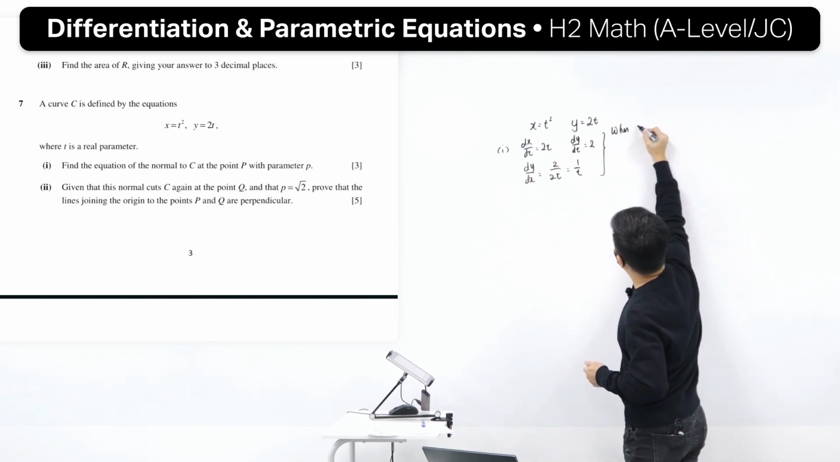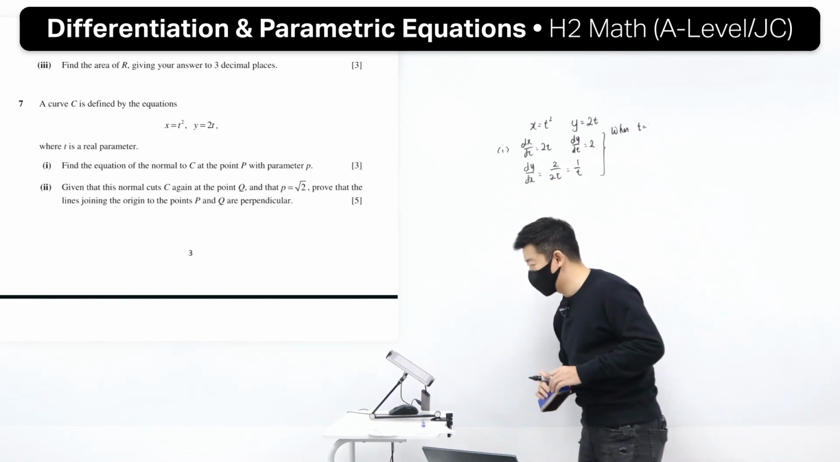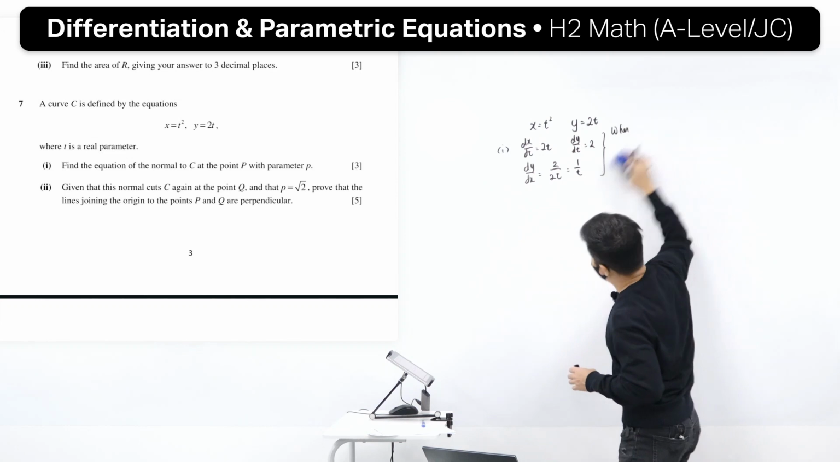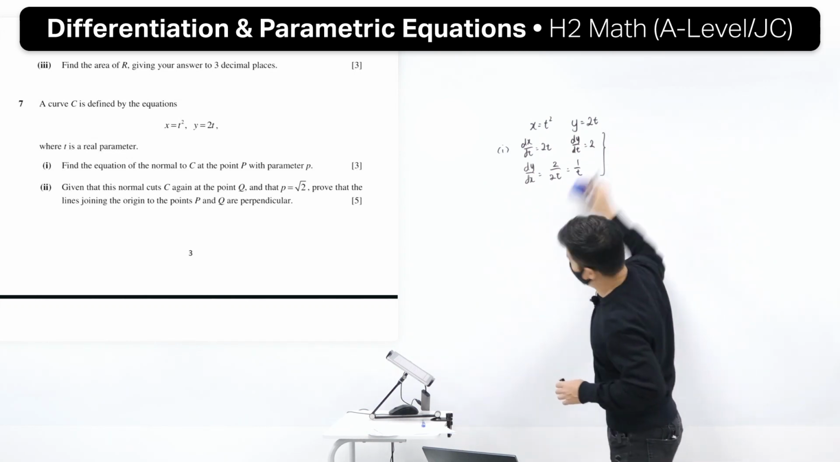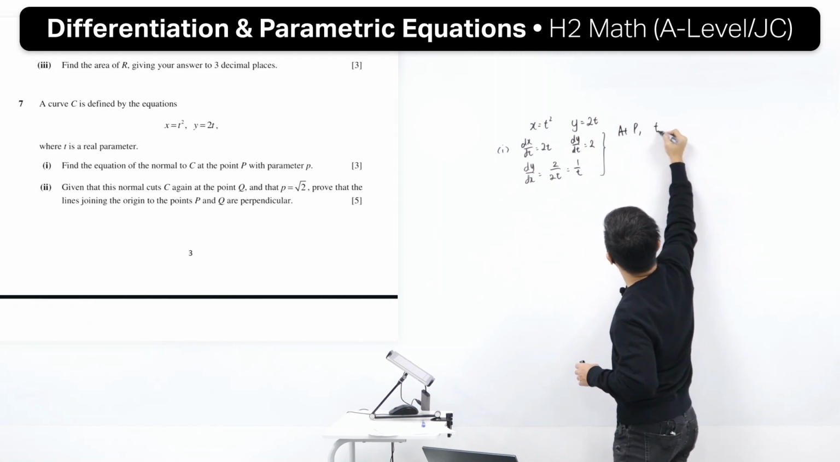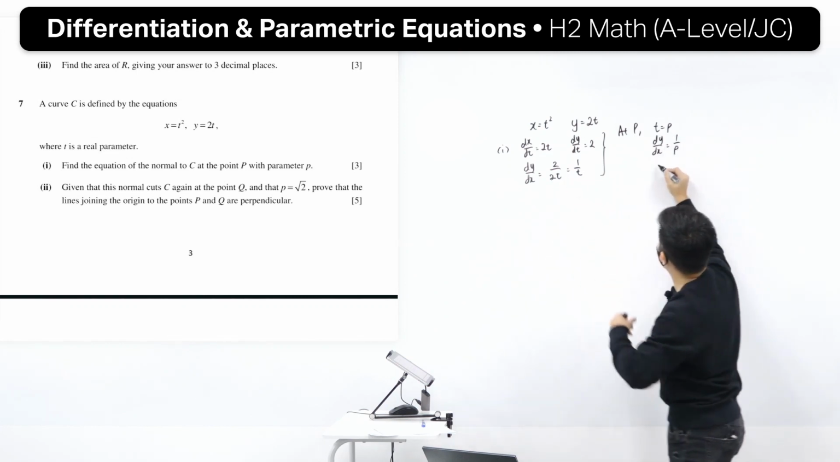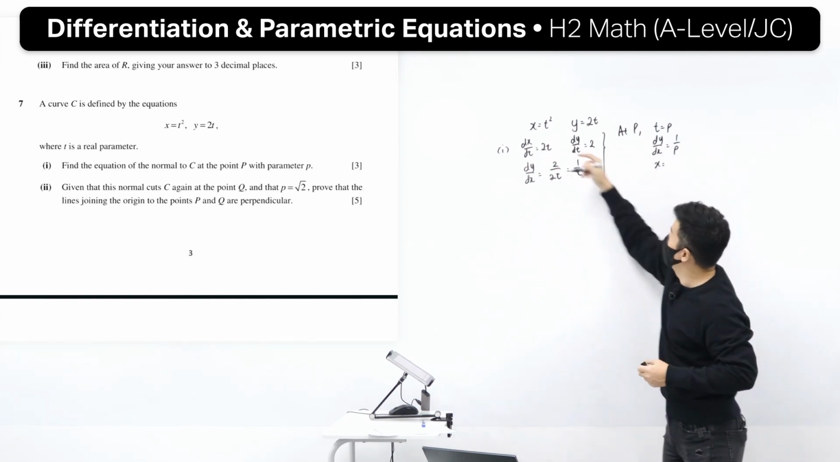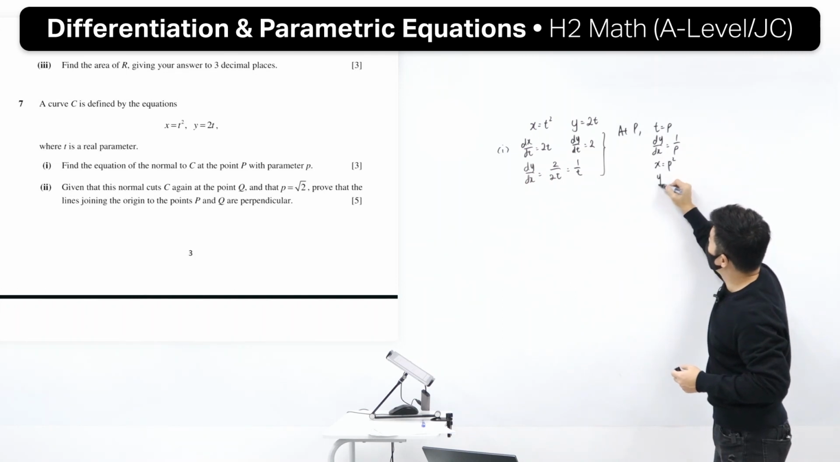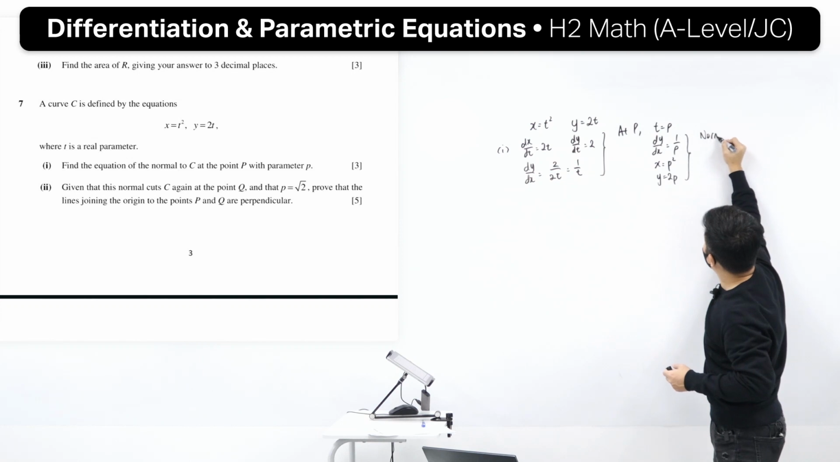So when the parameter t is equal to p, according to the question, it is at a point P. So at point P, let me just write, I know t is equal to p, which means that dy/dx is equal to 1 over p, which means that x is equal to p squared, which means that y is equal to 2p. So this gives me the equation of the normal.